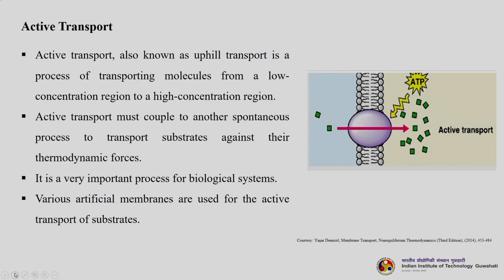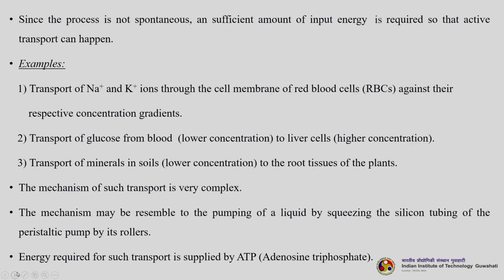So, let us now understand what active transport is. Active transport, also known as uphill transport, is a process of transporting molecules from a low concentration region to a high concentration region. Active transport must couple to another spontaneous process to transport substrates against their thermodynamic forces. It is a very important process for most biological systems. Various artificial membranes are used for the active transport of substances. Since the process is not spontaneous, a sufficient amount of input energy is required so that active transport can happen.